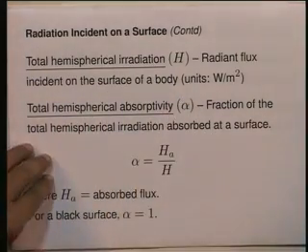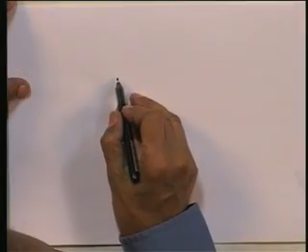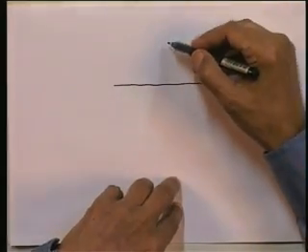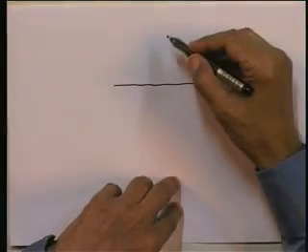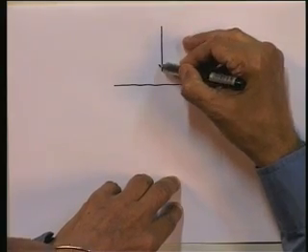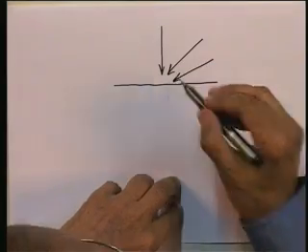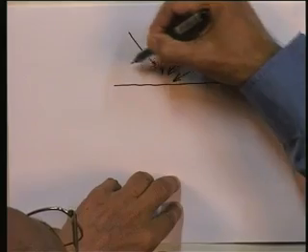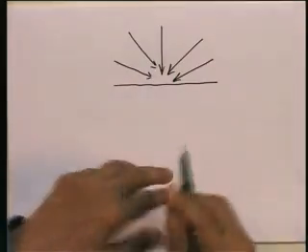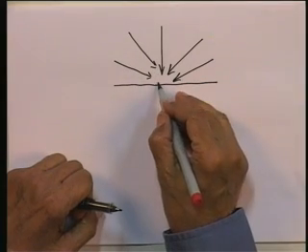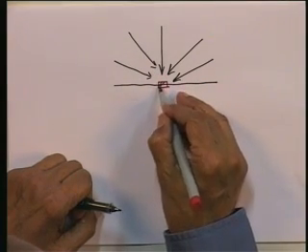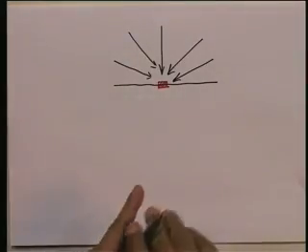Now, let me illustrate this with a sketch again. Let us say this is some surface like this, and let us say radiation is incident on it from some surrounding surfaces. Radiation emitted by surrounding surfaces is incident on this surface coming from all directions like this. All right, this is radiation incident on a surface. And let us look at some area here on this surface on which the radiation is incident.